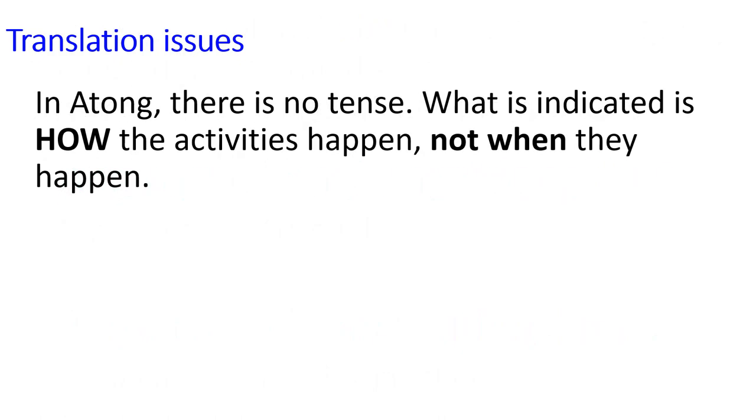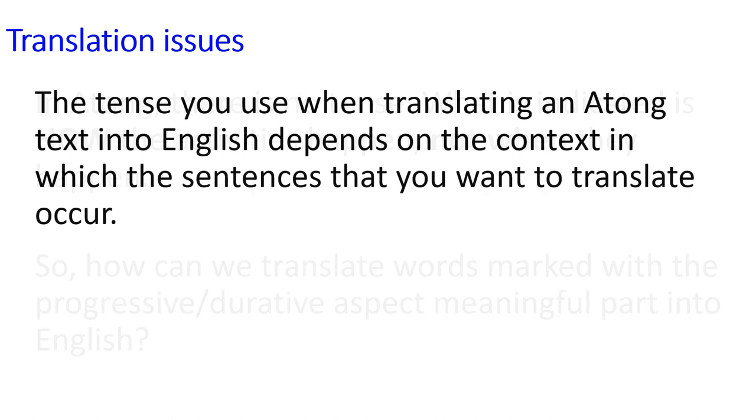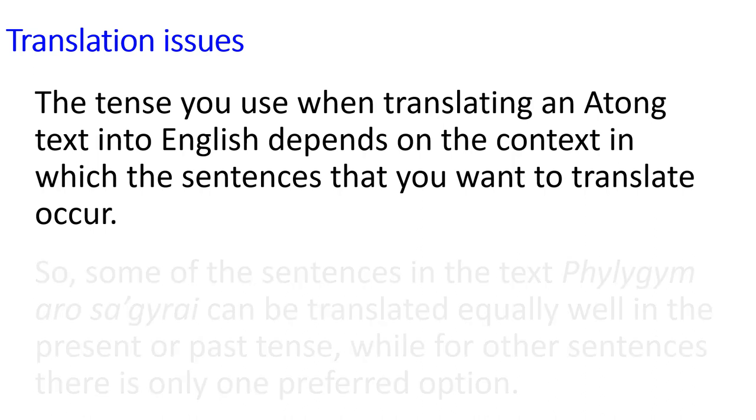In Atong, there is no tense. What is indicated is how the activities happen, not when they happen. So, how can we translate words marked with the progressive or durative aspect, meaningful part, into English? The tense you use when translating an Atong text into English depends on the context in which the sentences that you want to translate occur.